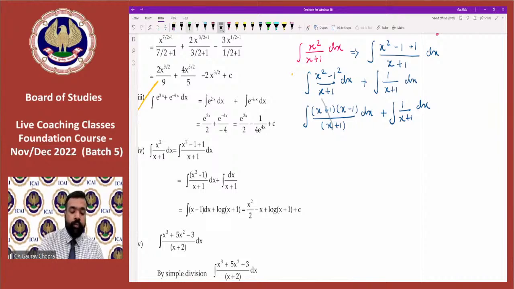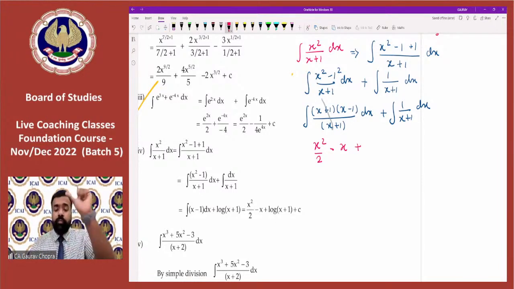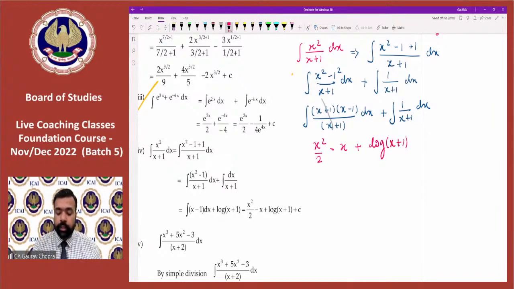So what is the integration of x first? For x it is x square divided by 2 minus. What about 1? It is simply x. And 1 upon x plus 1, we have learned the formula. Whenever 1 upon x is there, it is written as log x. 1 upon x is log of x. So we can write log of x plus 1, and then adding one common constant c. Okay, so this becomes the final answer.